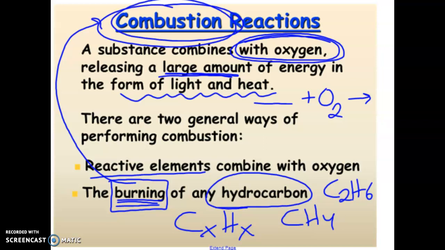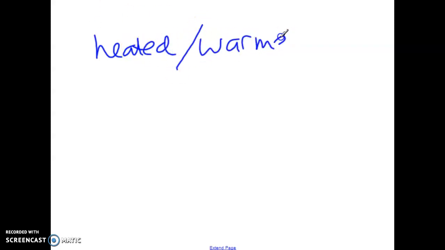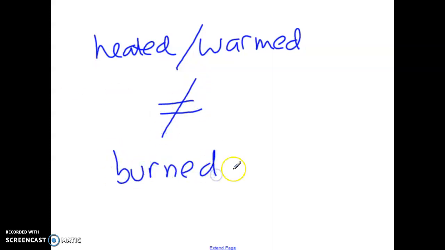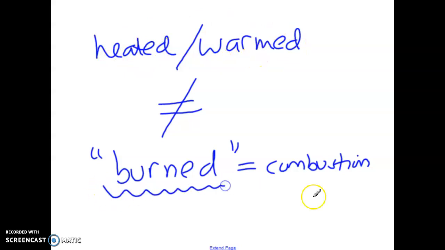Okay. Now be careful. Sometimes you'll see something saying that it is being heated or warmed. Okay. That is not the same thing as being burned. Heated or warmed essentially just means you're increasing the temperature. The term burned or burning means you are doing combustion. So this is like a gentle warming or maybe a small amount of heat. This is where you are literally incinerating it. You are burning it to the point where you're doing a chemical reaction.